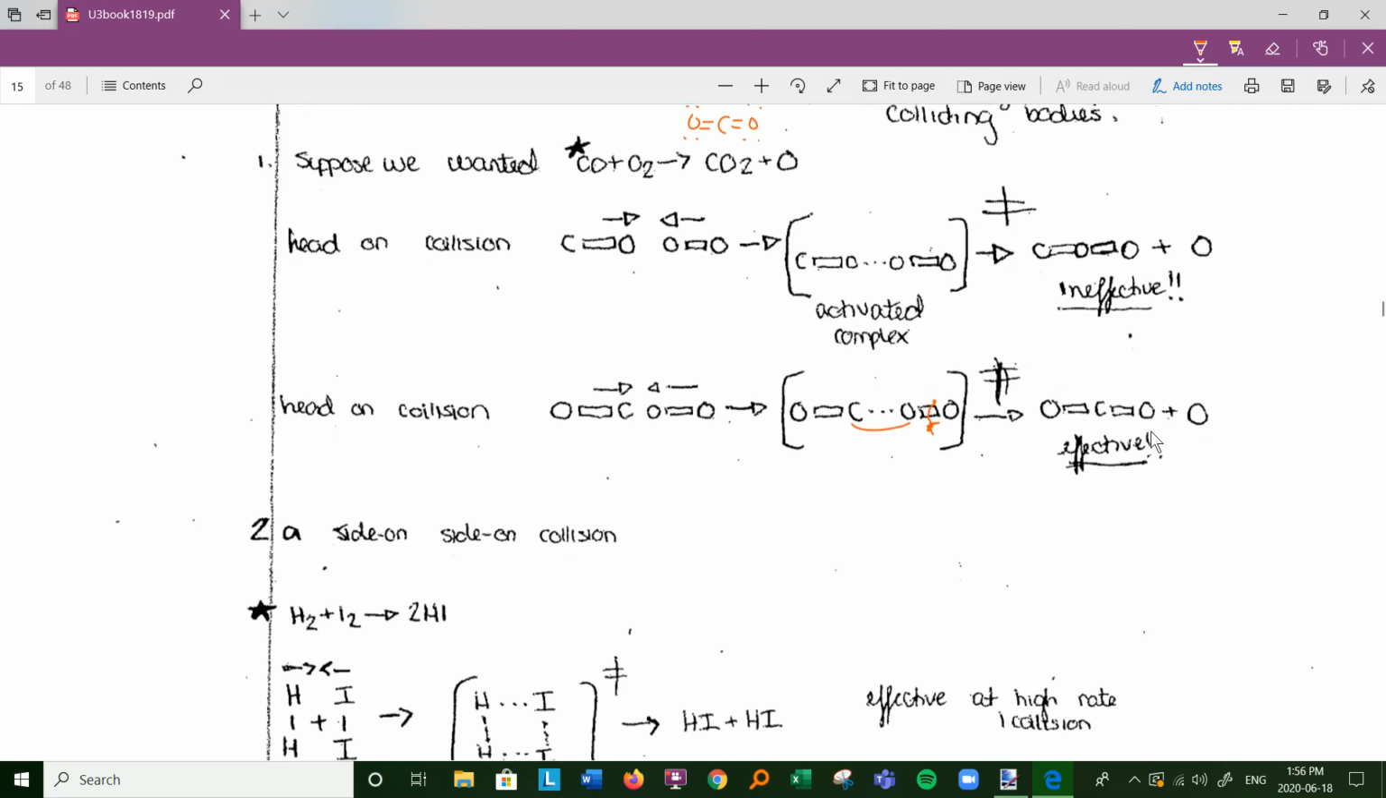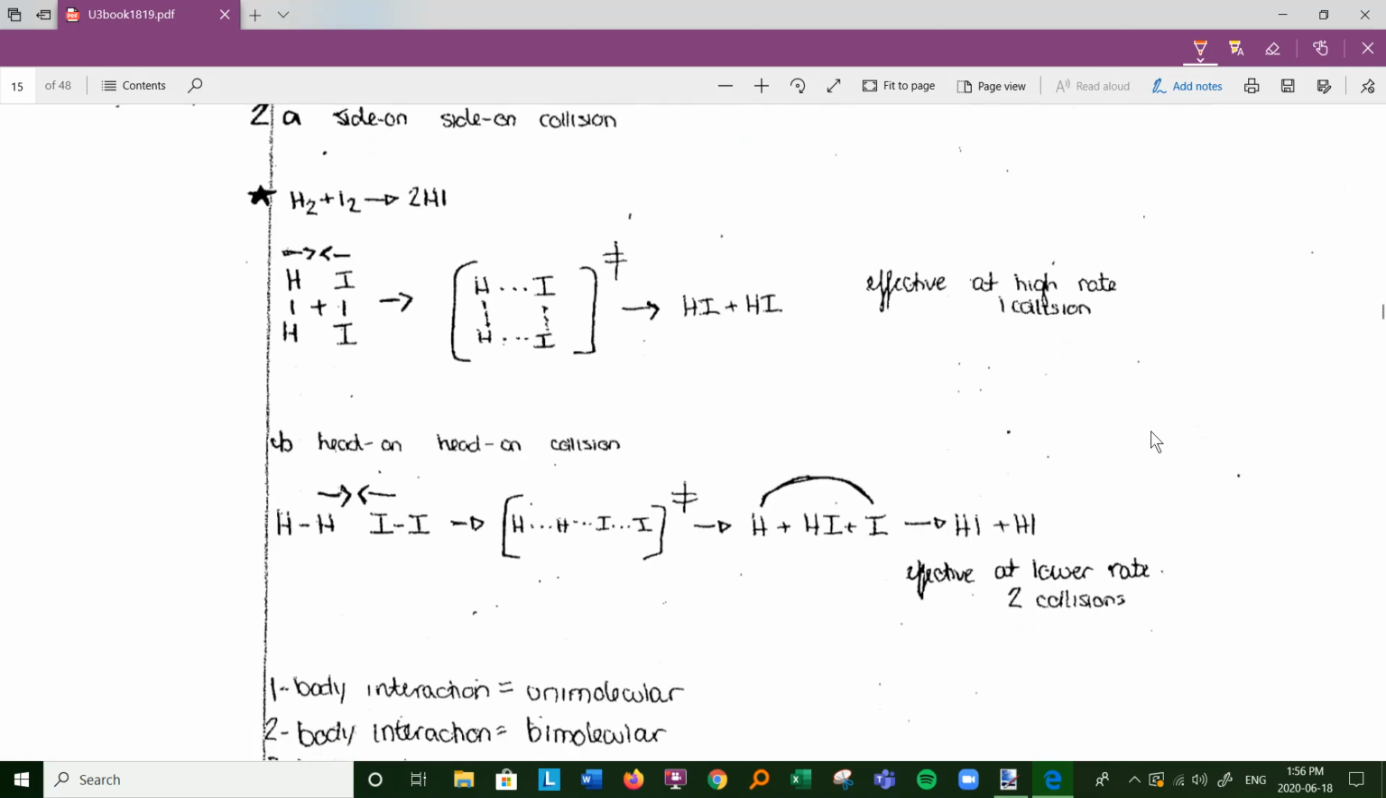Sometimes you can get side-on collisions. Here's hydrogen and iodine going to form HI. So they hit each other together side by side. So I'm putting fewer dots here, meaning a bond starting to form, and more dots here, so a bond starting to break between the hydrogen and iodine. So that collection here is my activated complex. And some of the system will break down back to the reactants and some will go to products, HI and HI. So this is a nice effective, efficient collision, assuming enough energy, by having them hit together side by side.